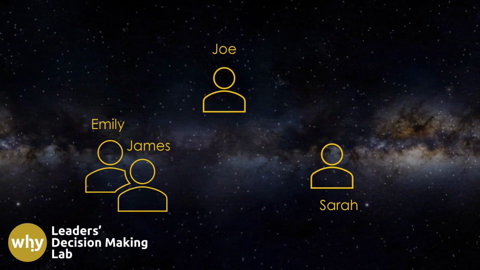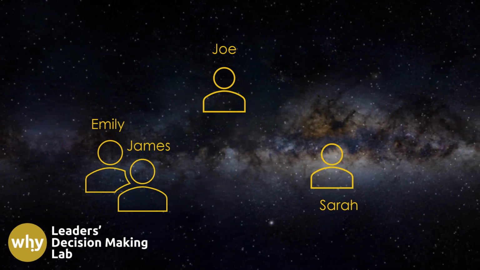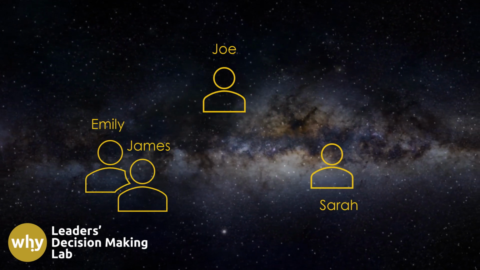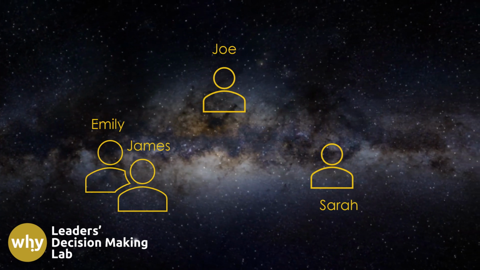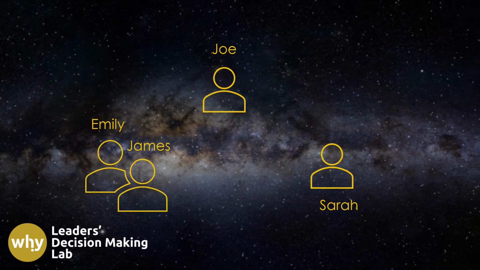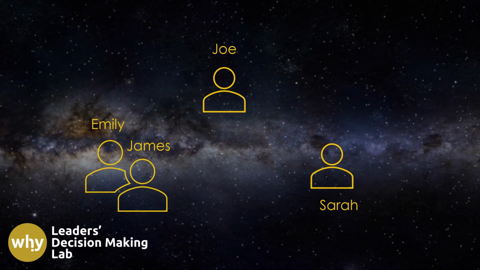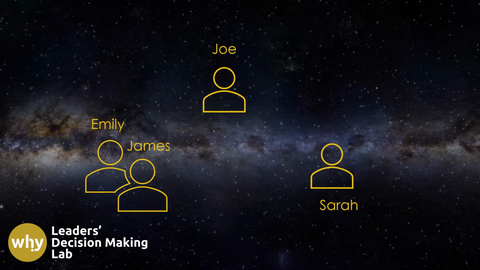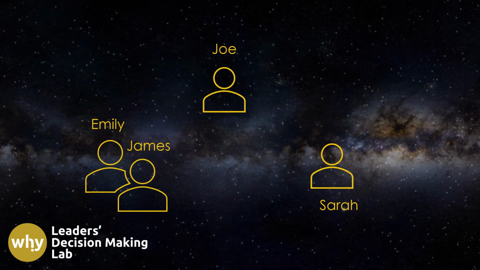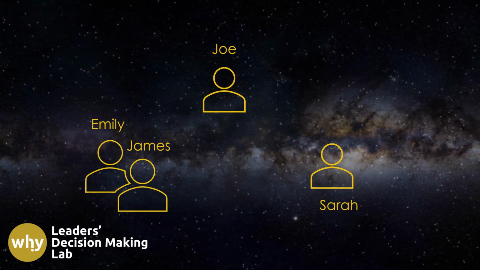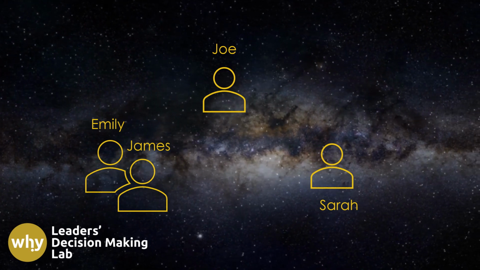To illustrate the concepts, let's consider an example. Imagine a manager, Joe, who leads a team of software developers. Within the team, Joe has formed close relationships with two team members, Emily and James. Joe trusts them, seeks their input on important decisions, and supports their career growth. This represents a high-quality social exchange characterized by mutual commitment and trust.